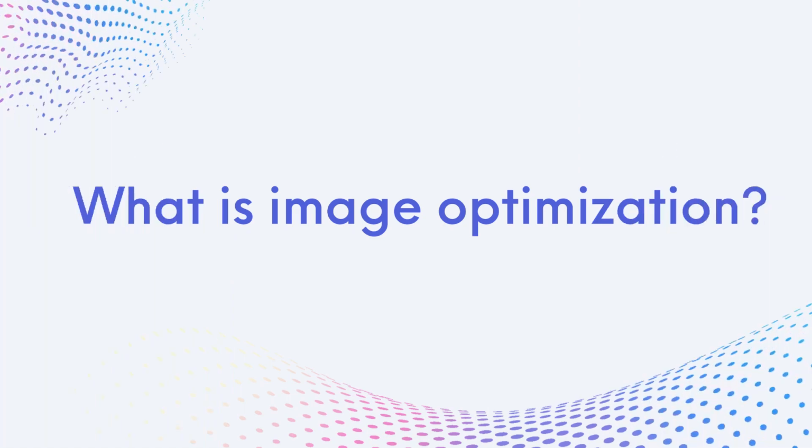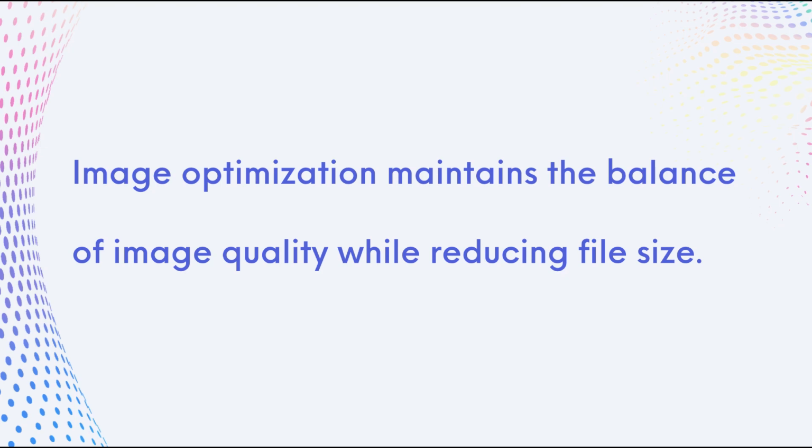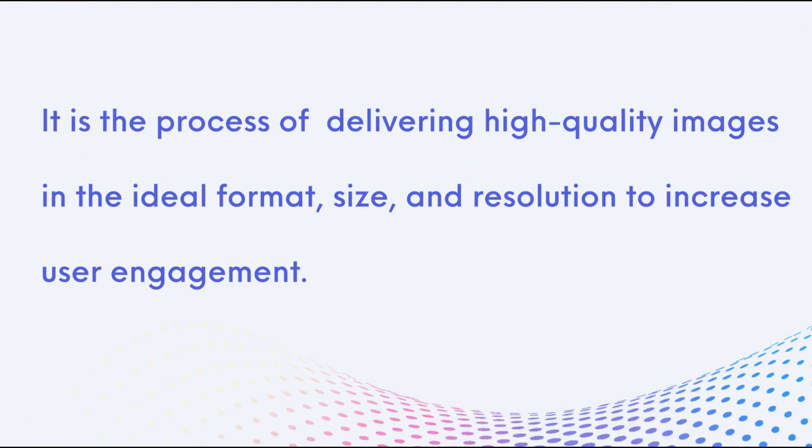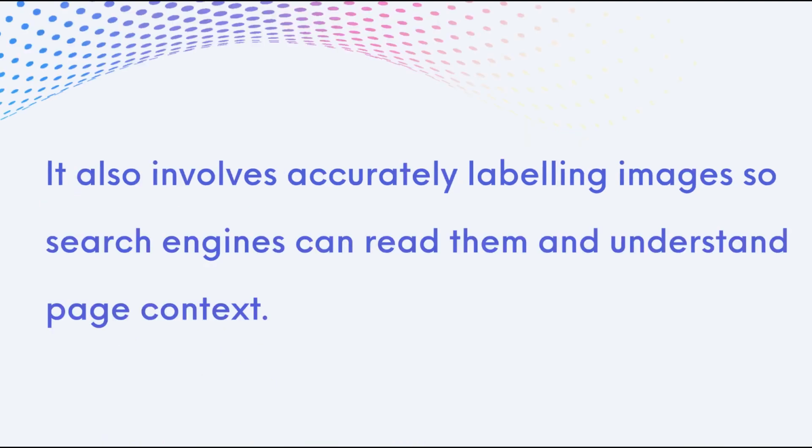But you might be asking, what is image optimization? Image optimization maintains the balance of image quality while reducing file size. It is the process of delivering high quality images in the ideal format, size, and resolution to increase user engagement. It also involves accurately labeling images so search engines can read them and understand page context.